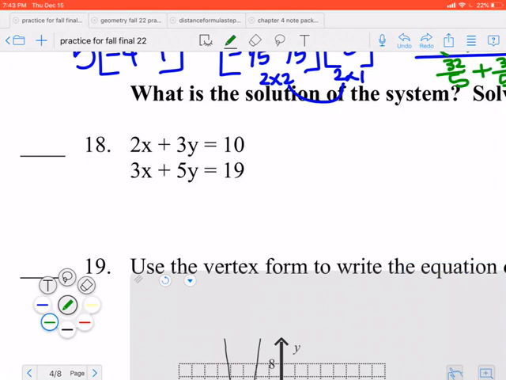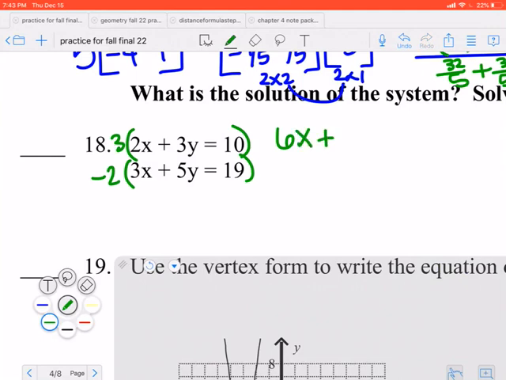If I were to eliminate the x's, I need the same coefficient with opposite signs. So I'm going to multiply the top equation by 3, the bottom equation by -2. So that gives 6x plus 9y equals 30.